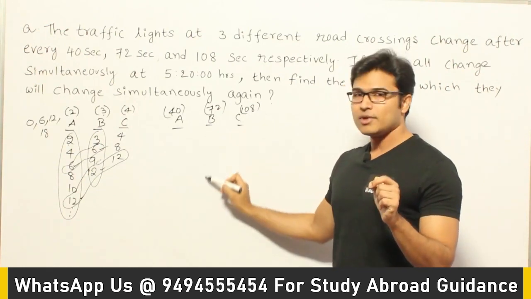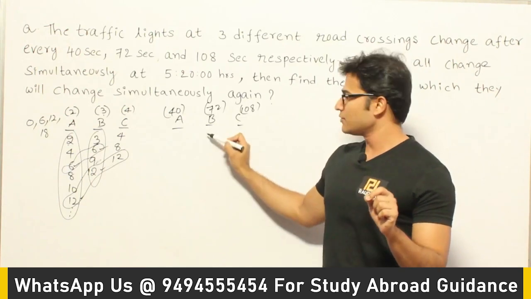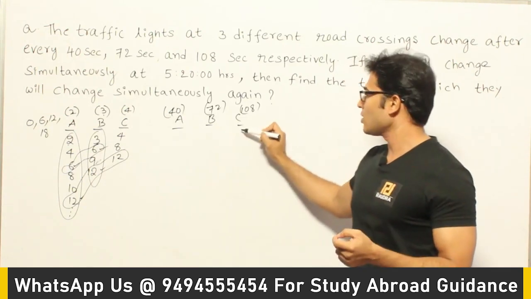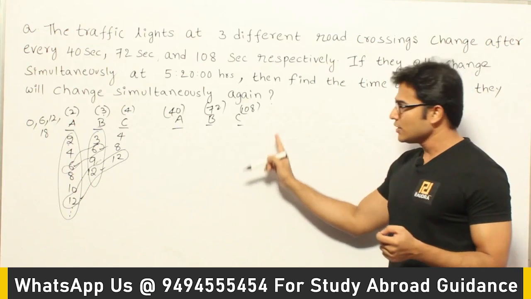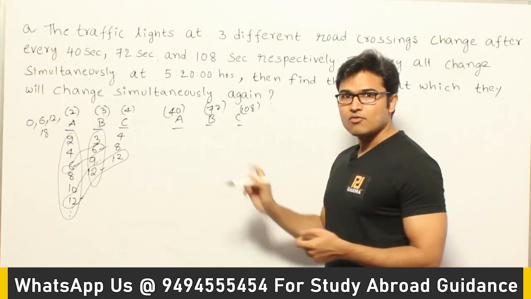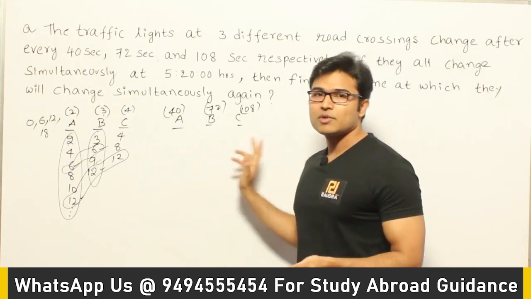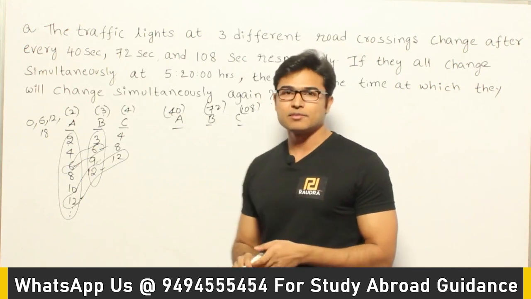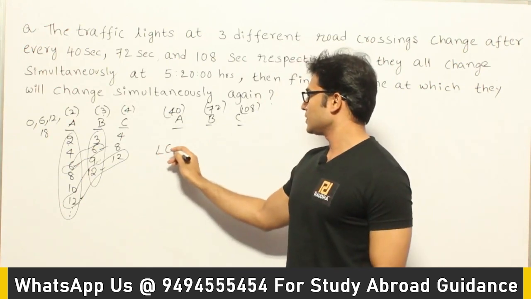And again find out all the multiples of 72, this is when the light is again going to change. Find all the multiples of 108. Now in all these multiples, find out the least common multiple, therefore it is nothing but LCM, right? So find out the LCM, that is the answer.